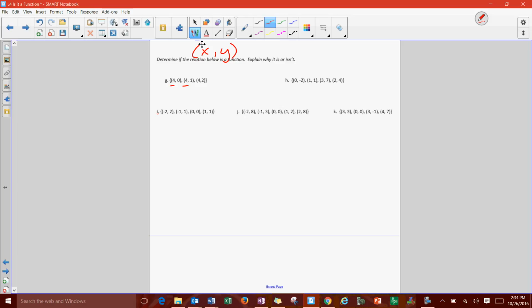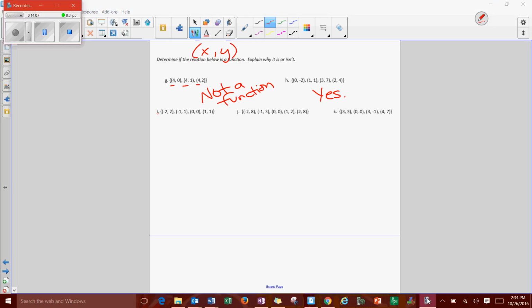Here in this one, my x is being repeated 3 times. So this is not a function, and that's because my x value of 4 has 3 different outputs. All right, letter H. My x values are 0, 1, 3, and 2. None of them repeat, so therefore it is a function. All right, pause the video, try the rest, and then you can resume.